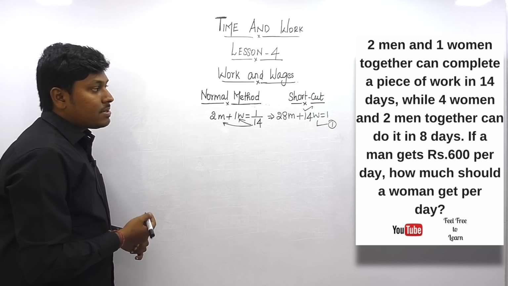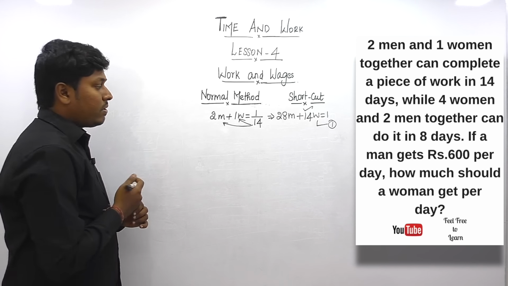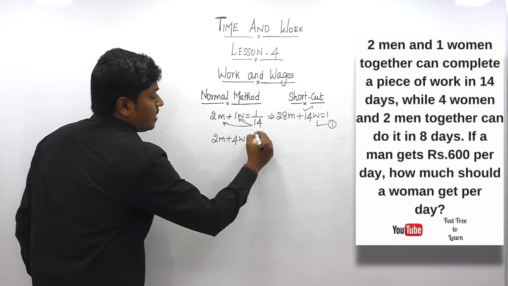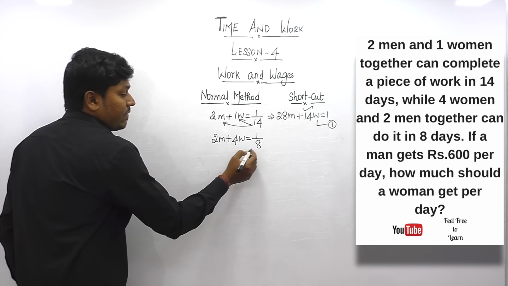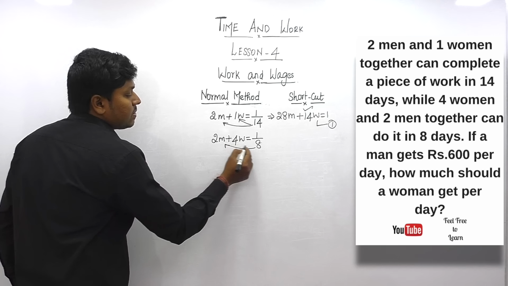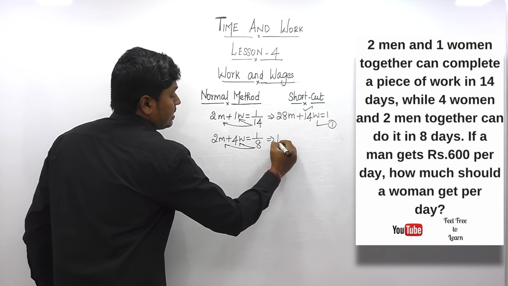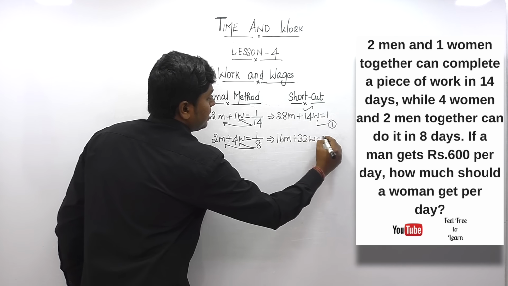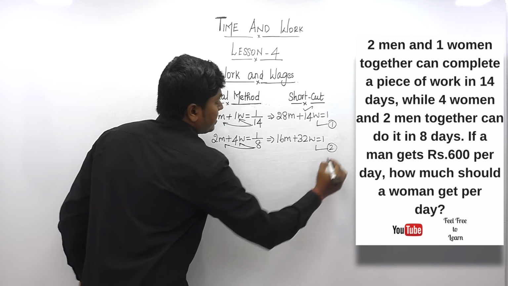So next point is, what they have said is 2 men and 4 women complete a piece of work in 8 days, that is 1 by 8. So when you bring this 8 towards the left hand side, 8 into 2 will be 16. So 16 men, 8 fours are 32 women is equal to 1. So this becomes equation number 2.